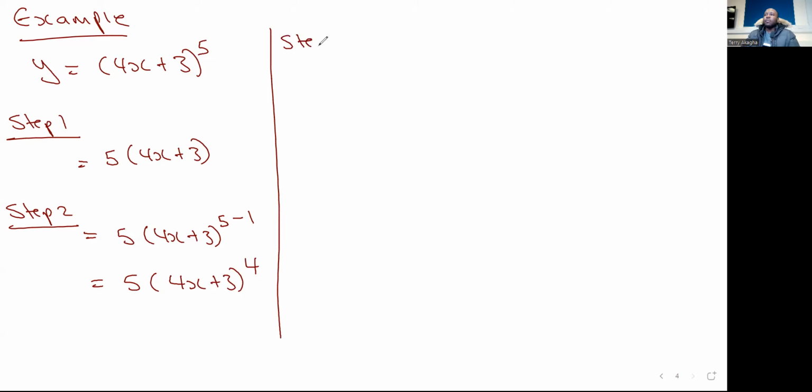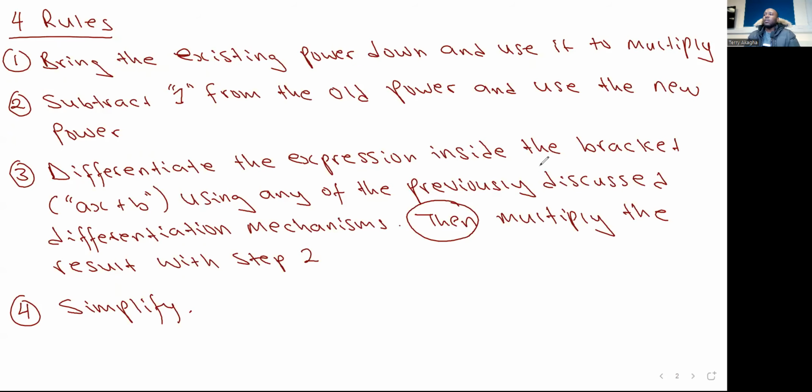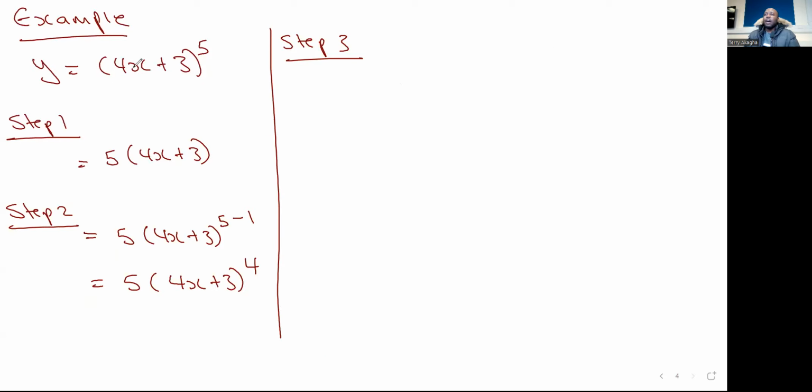Now, step 3, we're told that we have to differentiate the expression in the bracket. So what do we have in the bracket in this case? We have 4x + 3. When you differentiate 4x, it is going to give you 4. When you differentiate 3, it is going to give you what? 0. Are you seeing it?